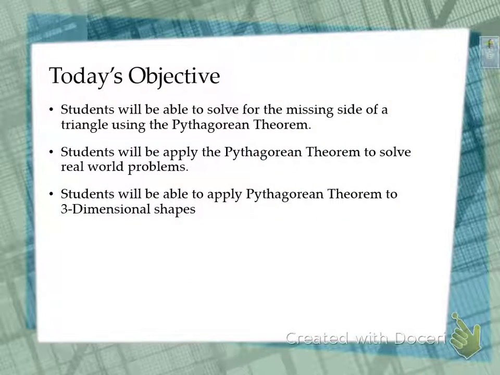We have several objectives today all connected to Pythagorean theorem. We are first going to just review and practice solving for the missing side of a triangle using Pythagorean theorem. We then will apply Pythagorean theorem to solve real-world problems as well as applying it to solve with three-dimensional shapes.